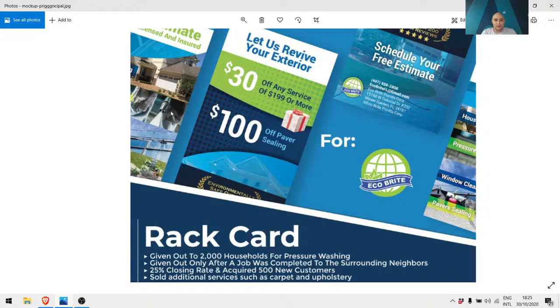And, you know, $30 off any service, and then $100 off paper sealing. And just a ridiculous amount of business. That's probably almost $100,000 of new business you achieved, right? I'm just guessing. I don't know their prices, but if not, at least 50 grand worth of stuff. And it said they sold additional services, so I wouldn't be surprised if it was over $100,000 in extra sales that he did. I really wouldn't be. And that's amazing.